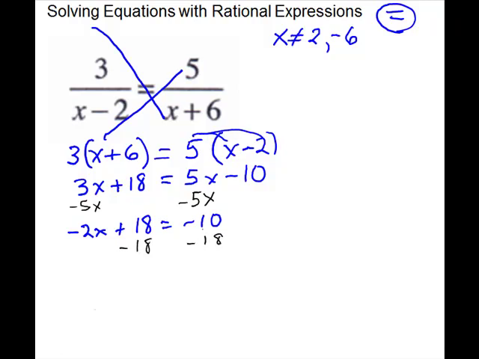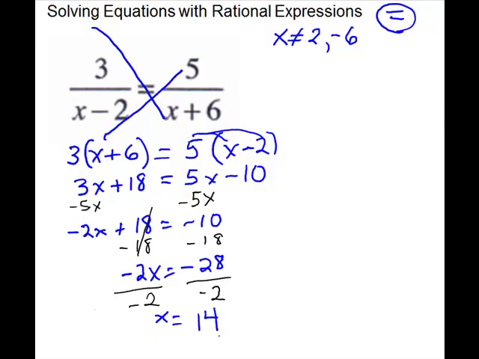You have to watch your signs here. So -2x equals, like signs, add, keep the sign, -28. Back on your side with your equals, you're going to divide by -2. So x equals positive, because you have two negatives, 14.